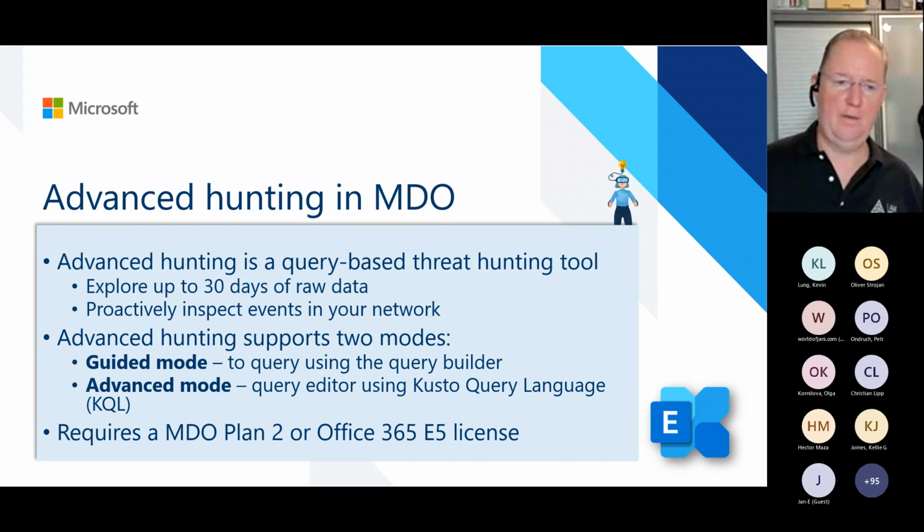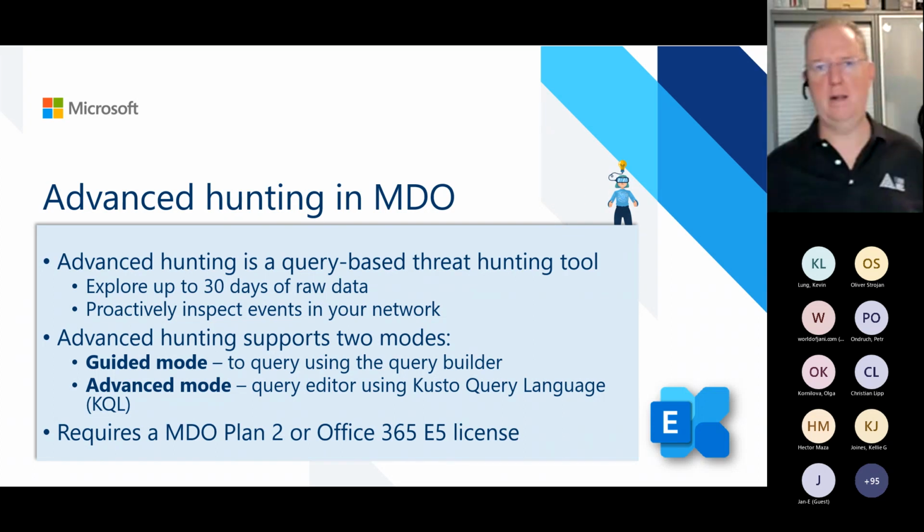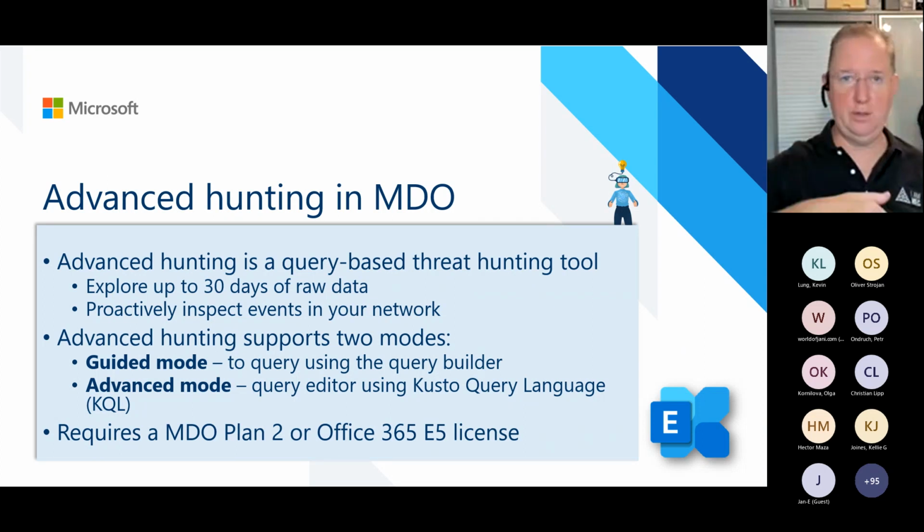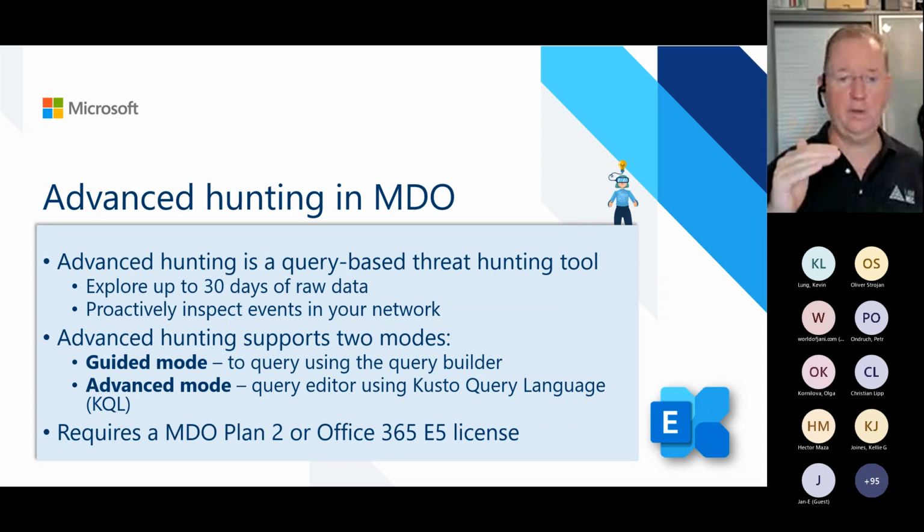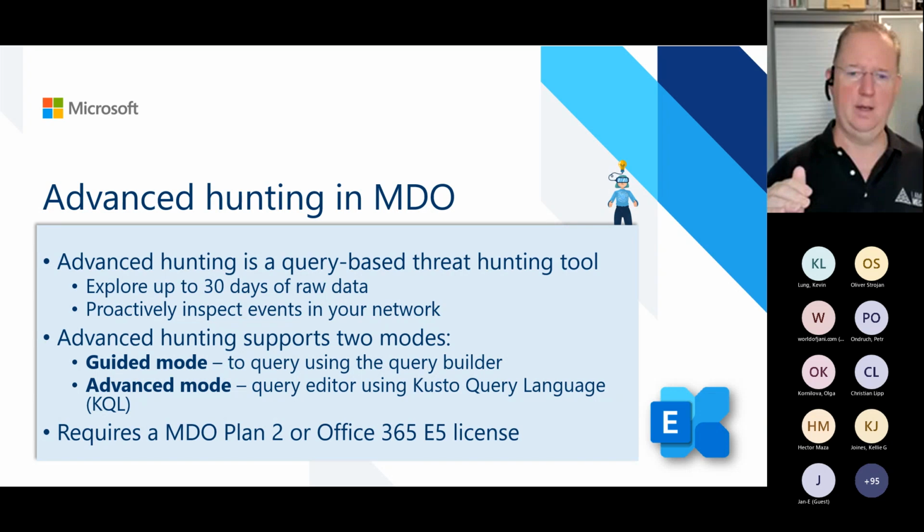So advanced hunting basically is a query-based threat hunting tool. Well, what's that? So you can investigate email, for example, or files or attachments or links or whatever, and you can go into the email body. So you go straight into the mailbox and investigate what's in there. You can reach up to 30 days of raw data here, and it's near real time.